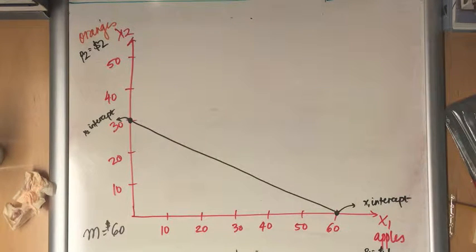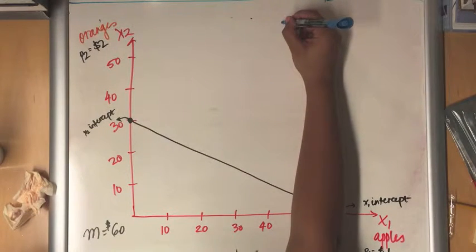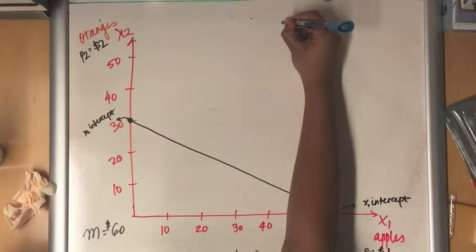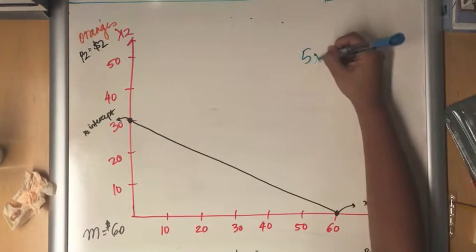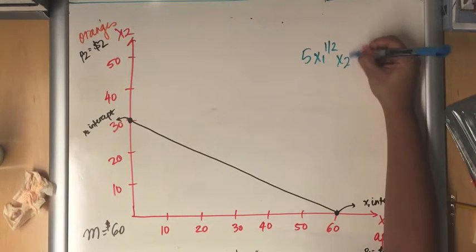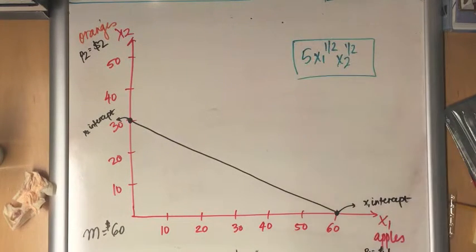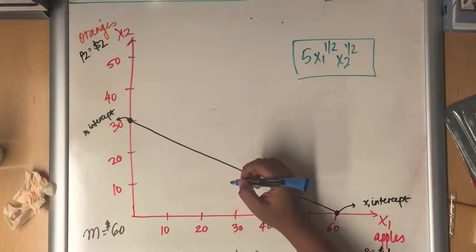Next step is to draw ourselves an indifference map. Let's just say there are 3 curves. This really depends on you. You just want to get a picture of what the scene looks like. So let this be the Cobb-Douglas function. Now let our utility function be 5 x1 to the half and x2 to the half. So what you want to do is to just draw.